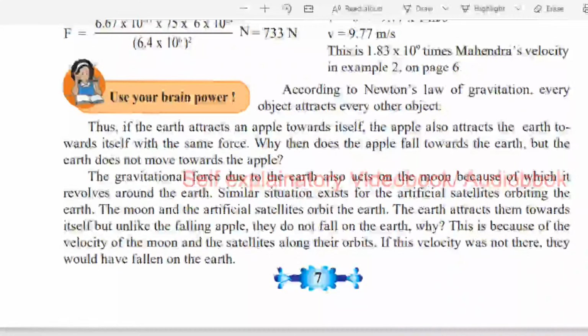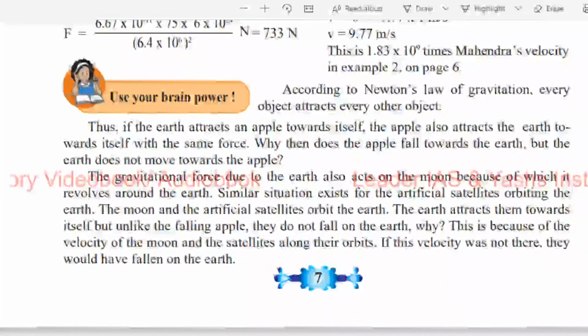Thus, if the earth attracts an apple towards itself, the apple also attracts the earth towards itself, with the same force. Why then does the apple fall towards the earth, but the earth does not move towards the apple? The gravitational force due to the earth also acts on the moon, because of which it revolves around the earth. A similar situation exists for the artificial satellite orbiting the earth.